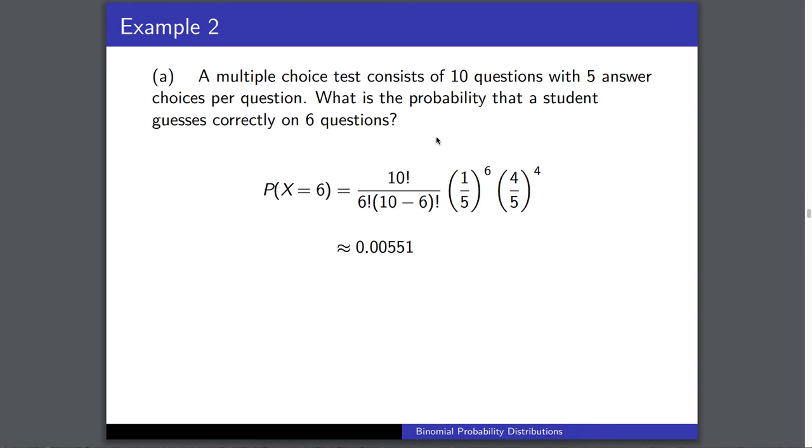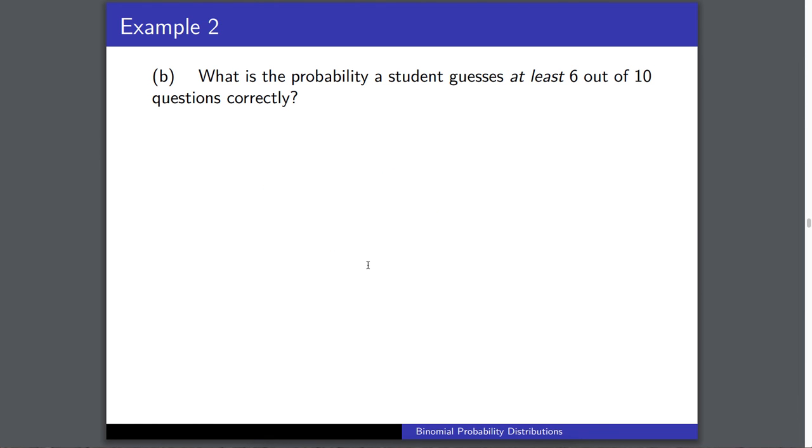So this student has a very small chance, a little bit more than 0.5% chance, of guessing correctly on 6 questions. So, okay, that's a pretty small chance of getting exactly 6 out of 10 correct. But what is the probability that the student gets at least 6 out of 10 questions correctly from guessing alone?